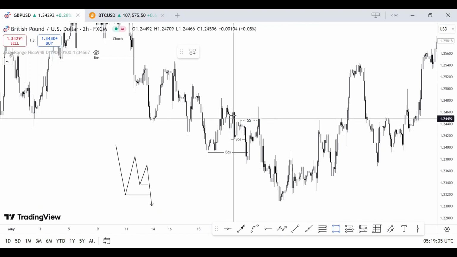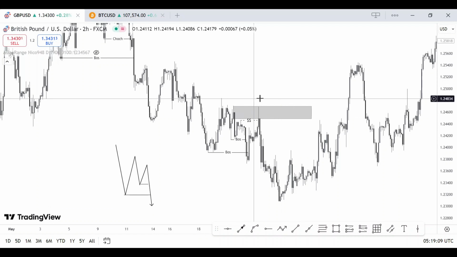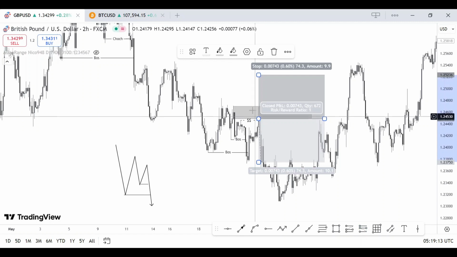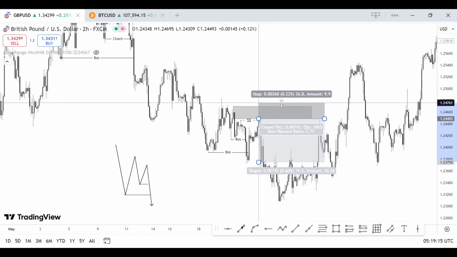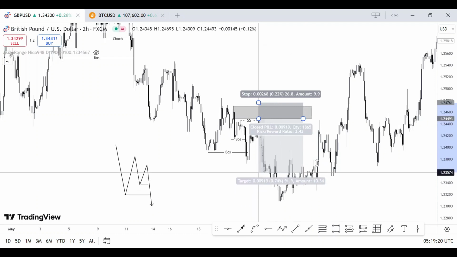And as I said, you use this demand zone right here. Your entry point will be around this side. Stops below this low. Target the next low.